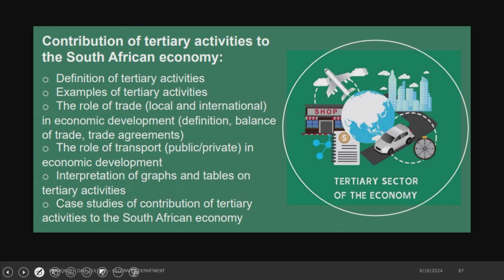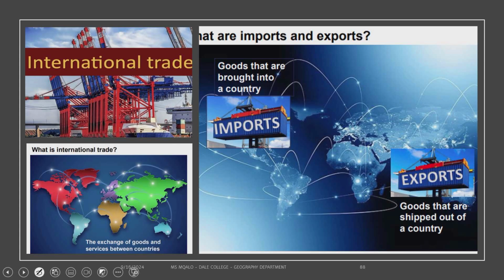Okay, tertiary sector. This, of course, has to deal with the trading of goods and services. So we have our international trade, which is the exchange of goods and services between countries. You can see all those going there. And then we have our imports, which are the ones coming into our country. And then we have our exports, which are the goods which are shipped away. We always want to export more than we import because that will mean we have a positive trade balance and we are making more money.